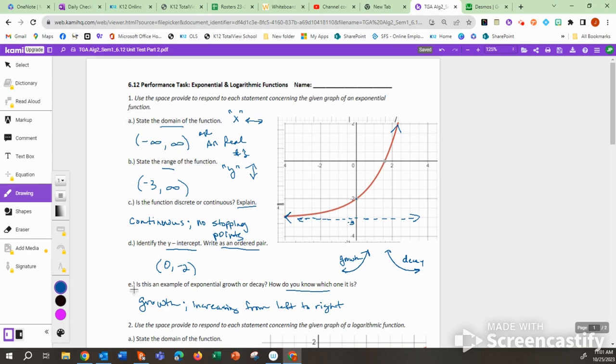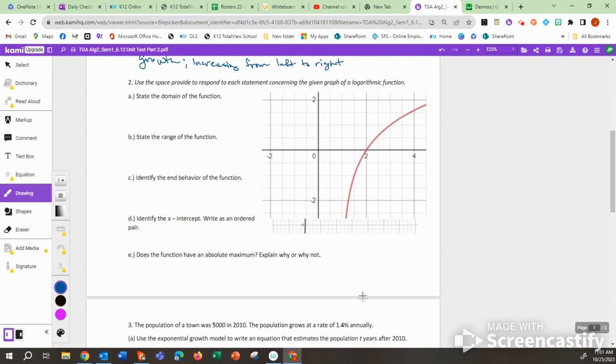Number 1 is worth 5 points, so you get a point for A, B, C, D, and E. Just make sure that you read the question and you look at the graph that is given to you for number 1, because this is just a different graph, same set of directions.